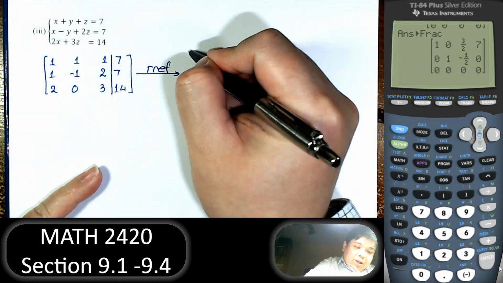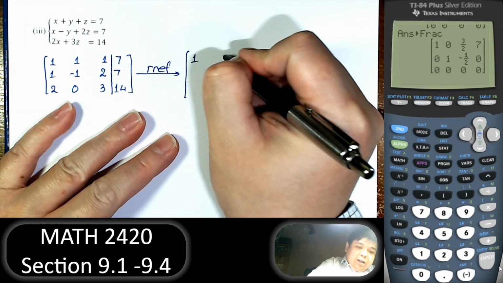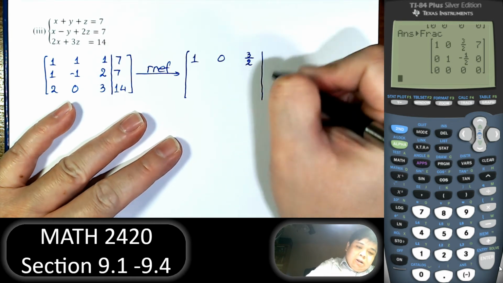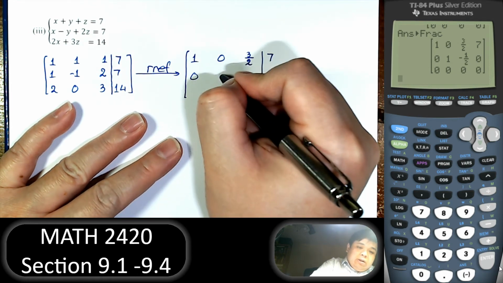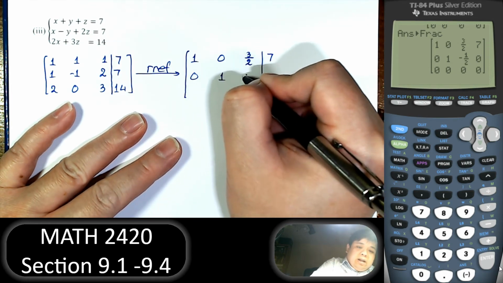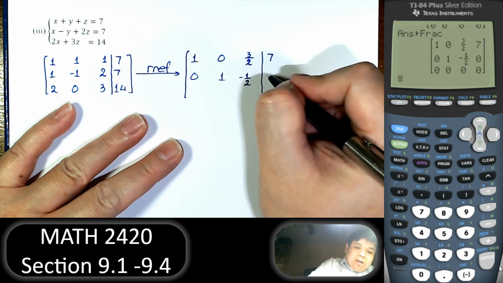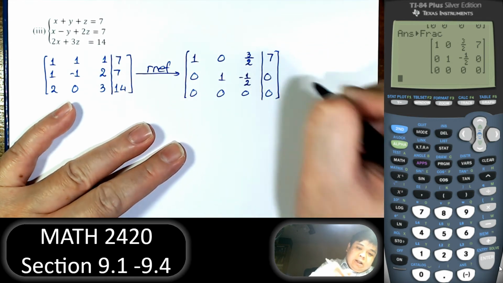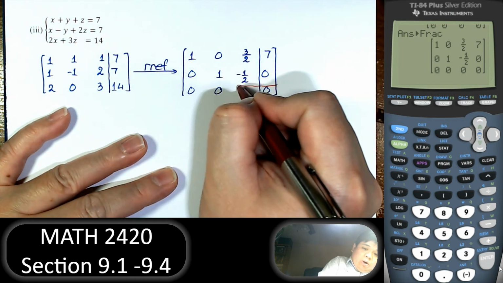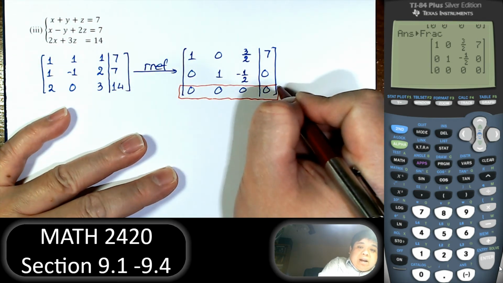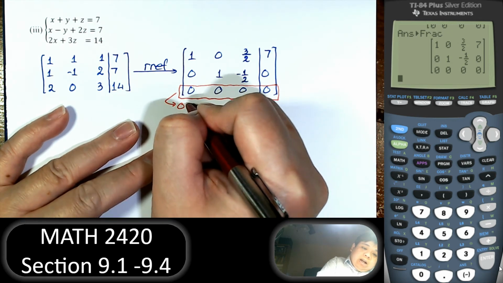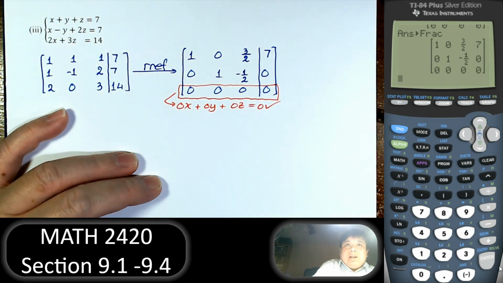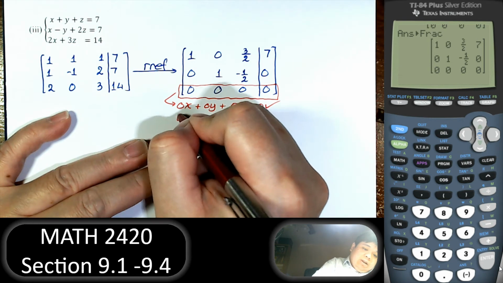Yep. So we have 1, 0, 3/2, equal to 7. 0, 1, and -1/2. 0, 0, 0, 0. Now, what we see here is we have the whole row of 0 at the bottom, which is not bad. Because if we write 0x, 0y, 0z equal to 0, this is true for all x, y, z, right? So when we see this, this is infinitely many solutions.